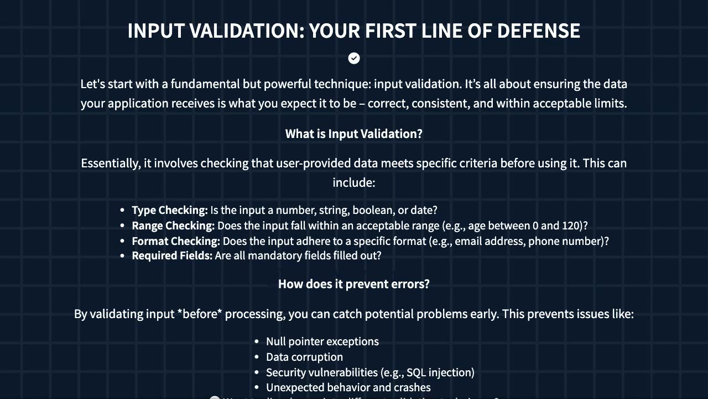We do this by checking the type of input, if it's within a reasonable range, whether it follows a specific format, and making sure required fields aren't missing. And when you validate before doing anything with the data, you can avoid lots of problems down the road, things like errors crashing your program or even security vulnerabilities. It's all about preventing those issues from happening in the first place.